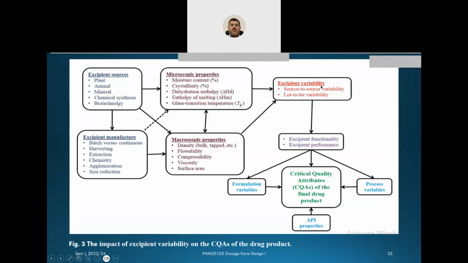And this variability can be source to source variability, meaning difference in these properties from one manufacturer to another. When I say source to source variability, I mean different manufacturers. And there may be even lot to lot variability. Lot is batch. So actually I experienced it before.